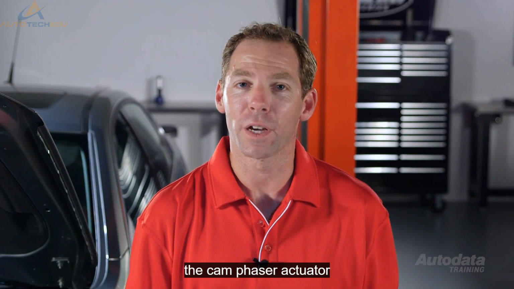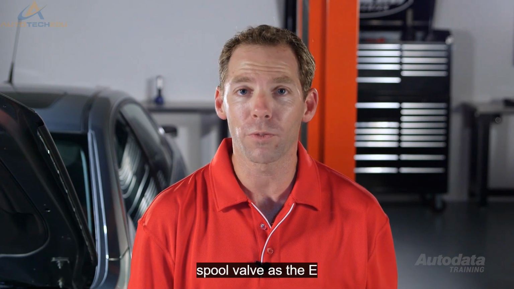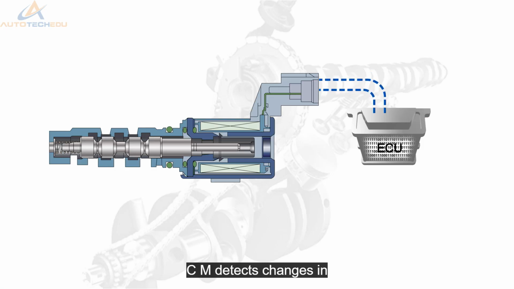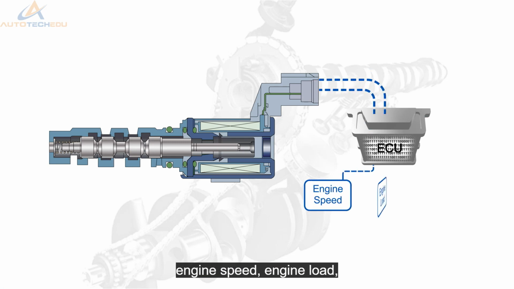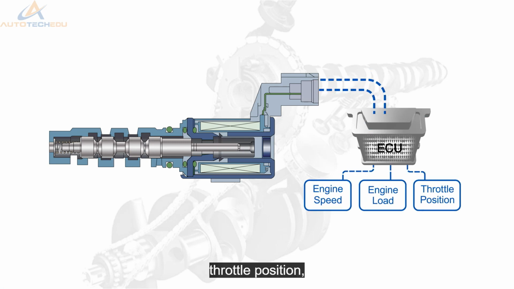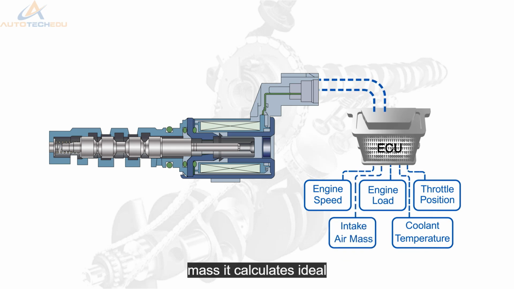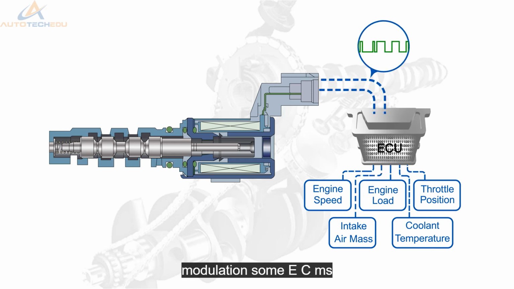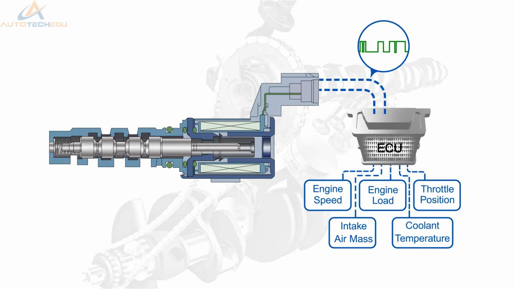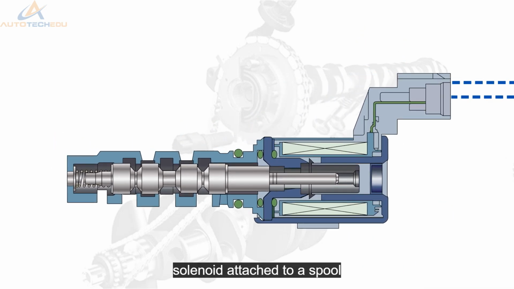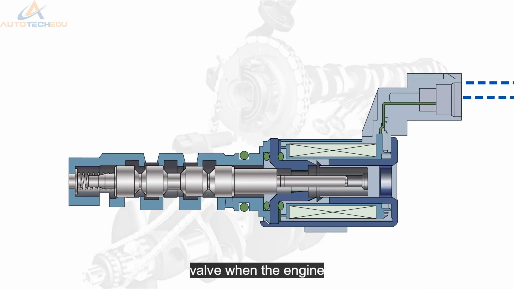The cam phaser actuator is a pulse width modulated spool valve. As the ECM detects changes in engine speed, engine load, throttle position, coolant temperature, and intake air mass, it calculates ideal cam angle and controls the actuator solenoid valve by pulse width modulation. Some ECMs can use information sent from the oxygen sensors for final trimming of the phase angle. The actuator is a solenoid attached to a spool valve.